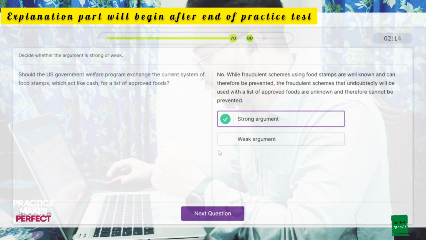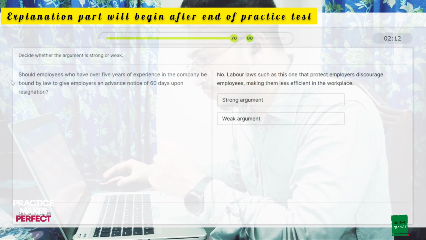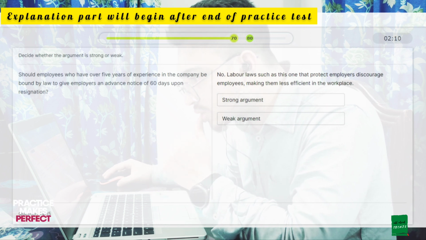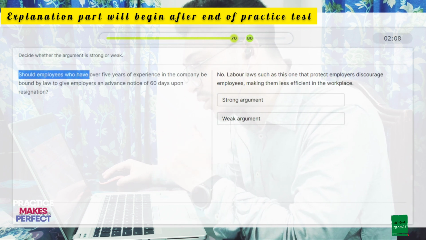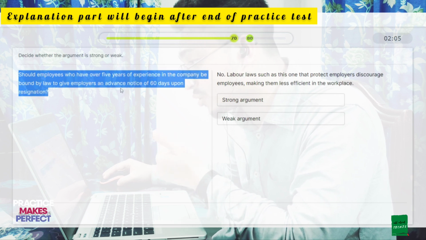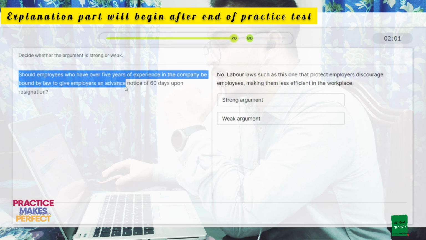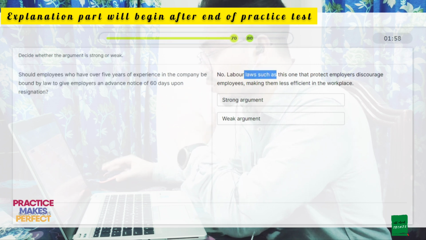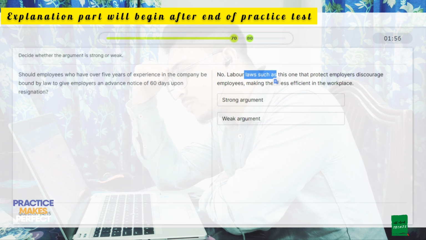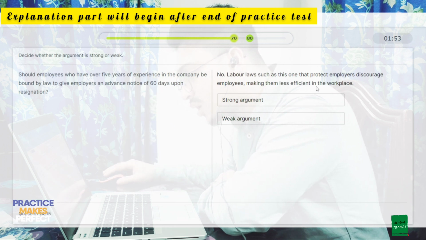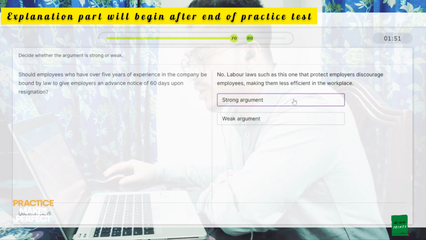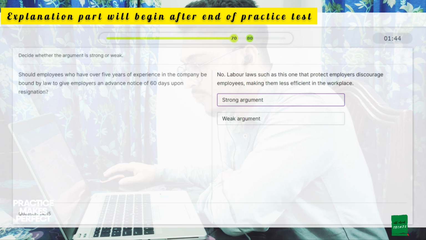Okay, so the next question is: should employees who have over 5 years of experience in the company be bound by the logic of employers and give advance notice of 60 days upon resignation? No, such laws protect employees, but discourage employees, making them less efficient. I think it's a strong argument because if you impose such a strong law, they might not be strong enough to do it. Let's see. Oh yeah, that's right.